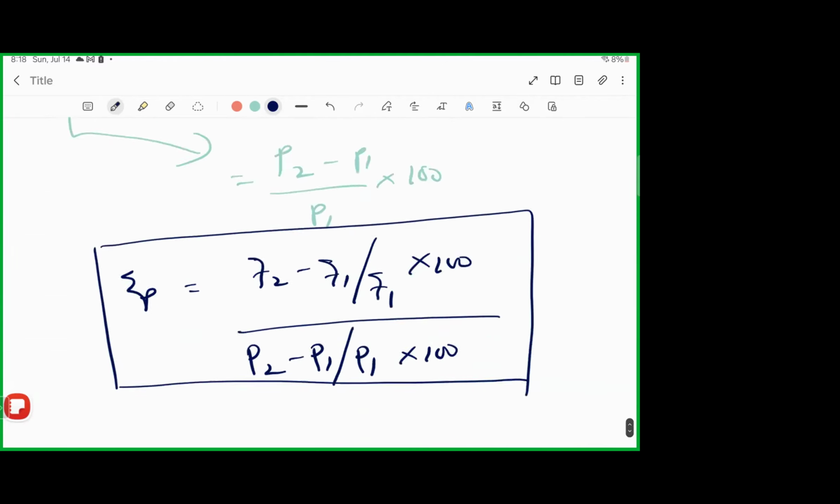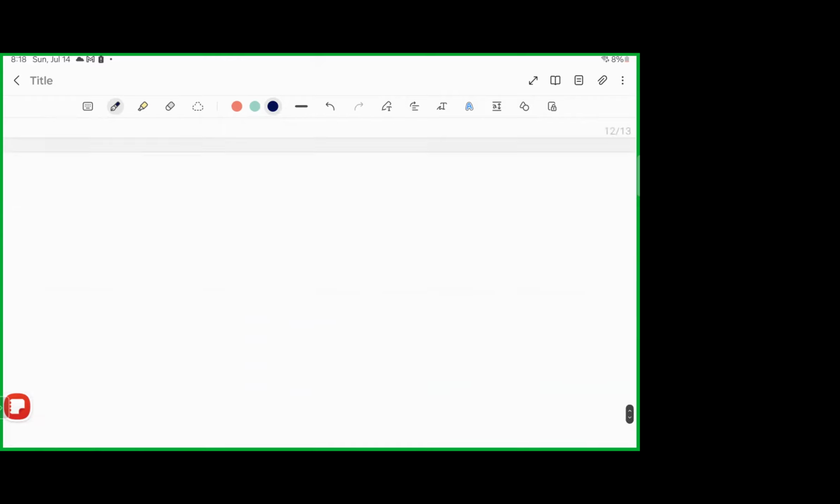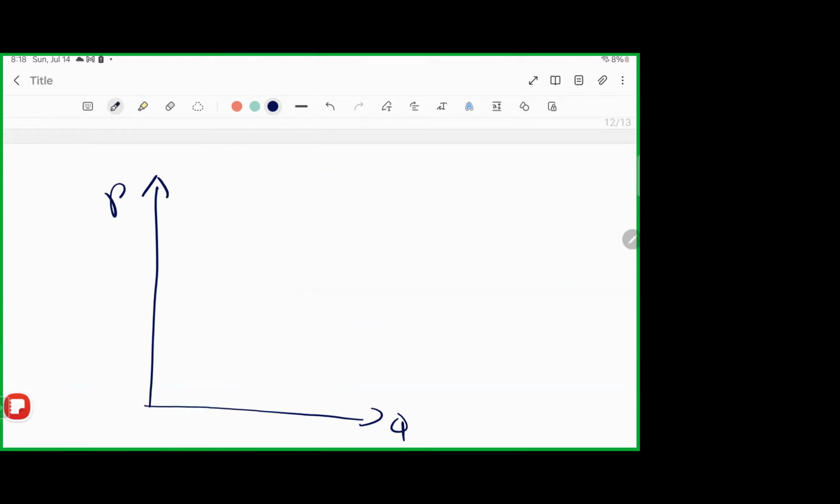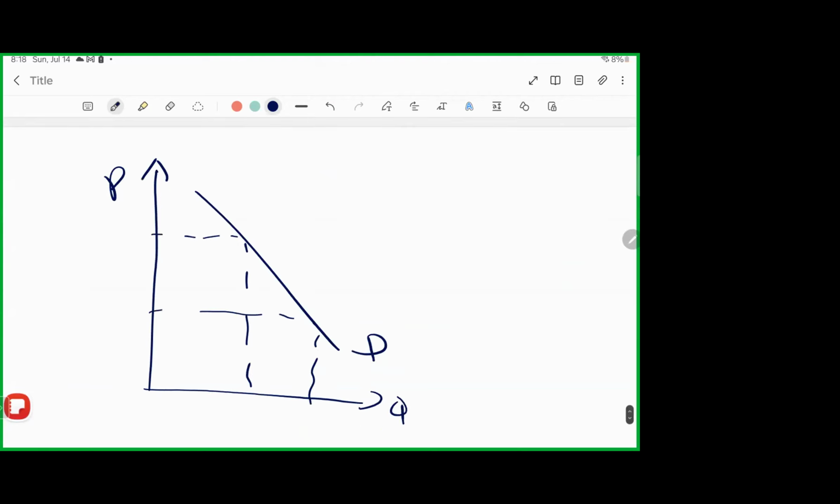So assuming we have this demand, price was 2 and quantity demanded was, let's say, 8. Then price increased to 4, and quantity demanded decreased to maybe 6. So what will be the elasticity? Remember, price increased to 4, and then quantity also fell.